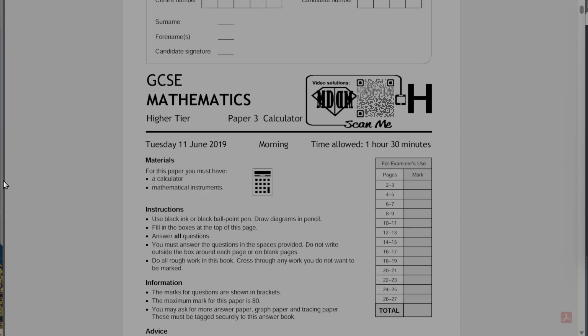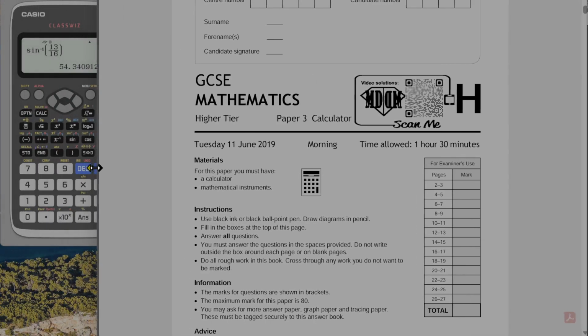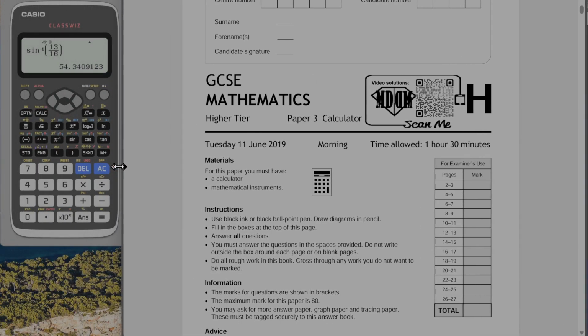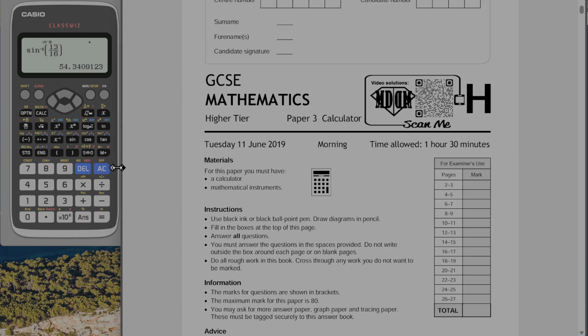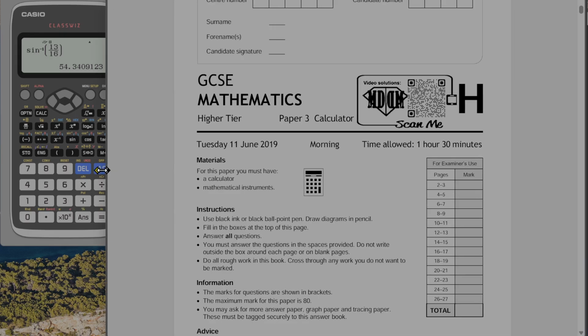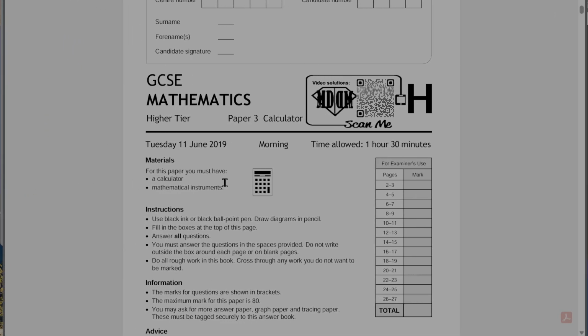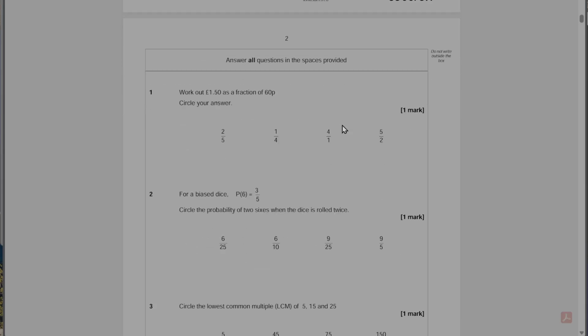So for today's paper, the emulator I'm going to be using is an FX 570 emulator. It's a nice emulator that I've got rather than some of the other web-based ones. If you've got a different calculator, it's no big deal. I'll talk about any deeper functions I use on that as and when it appears. Okay, let's start off then.